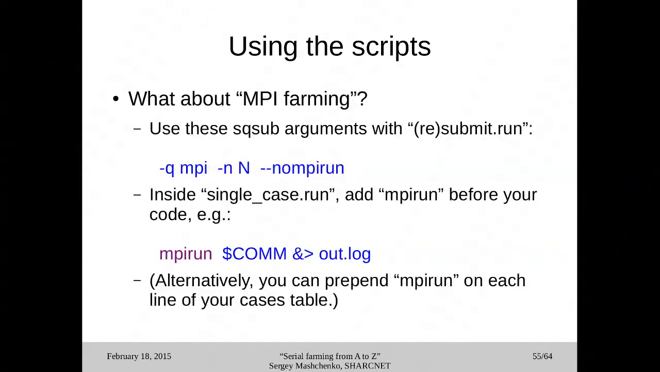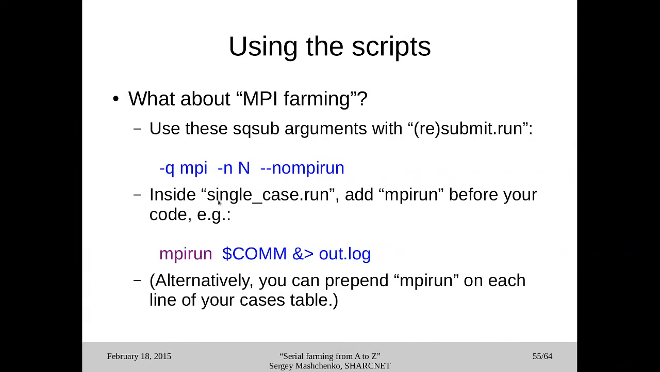Let's say MPI farming. What if you want to do MPI farming instead of serial farming? You have to add, at the very least, these 3 SQSub arguments at the end of my submit and resubmit scripts' list of arguments. You have to add -q MPI, you want to use the MPI queue, -n number of CPU cores you want to use per job, per case. And you have to say --nompirun. I don't have time to explain why.